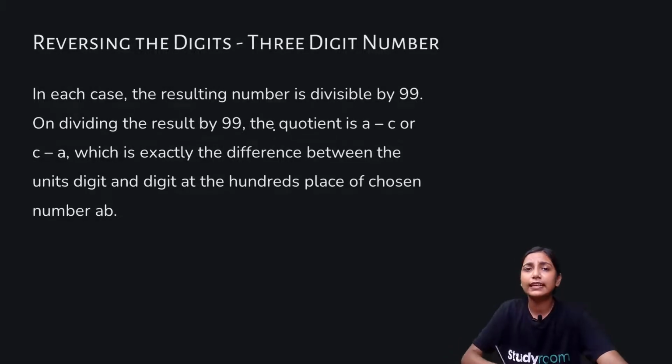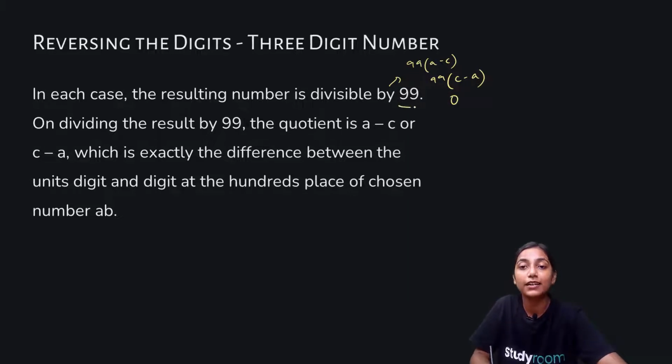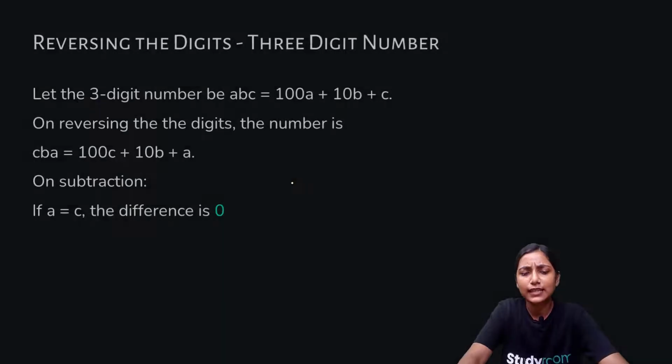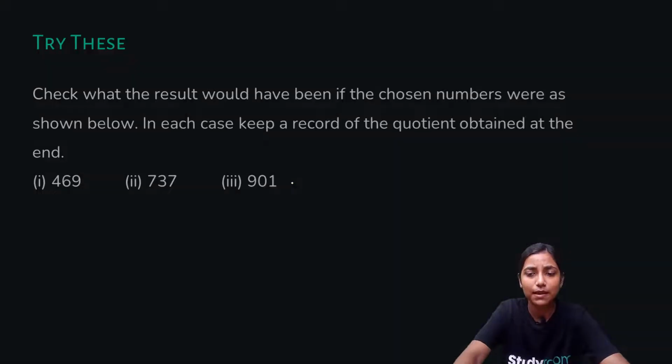So you can see that in each of these 3 cases, the resulting number is divisible by 99, whether it's 99 into A minus C, or 99 into C minus A, or 0. All of these 3 are totally divisible by 99. And on dividing the result by 99, what will your quotient be? It will either be A minus C or C minus A, depending on which digit is greater than the other. So it is exactly the difference between the units digit and the hundreds digit of the chosen number. Let's see if the quotient we found follows this method or not.